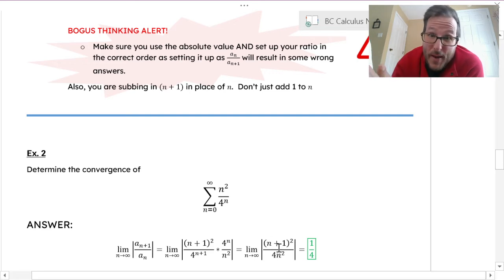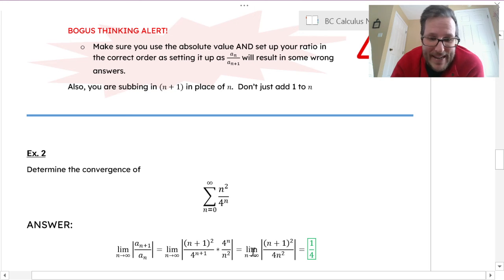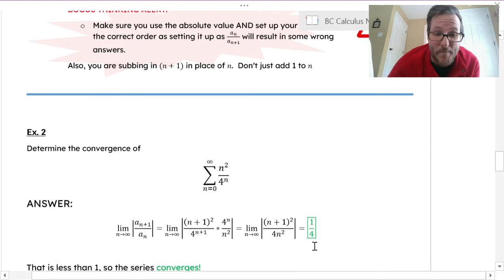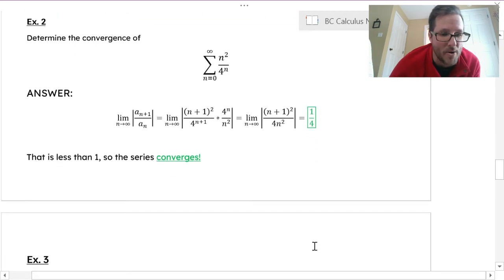But they're the same power. So essentially, at infinity, they'll go to 1 because they're n squared over n squared. So the limit as n goes to infinity of this ratio is a 4th. What does that mean? Oh, that ratio is less than 1. And by the ratio test, it means that that series converges. All right. Rockin' and rollin'.